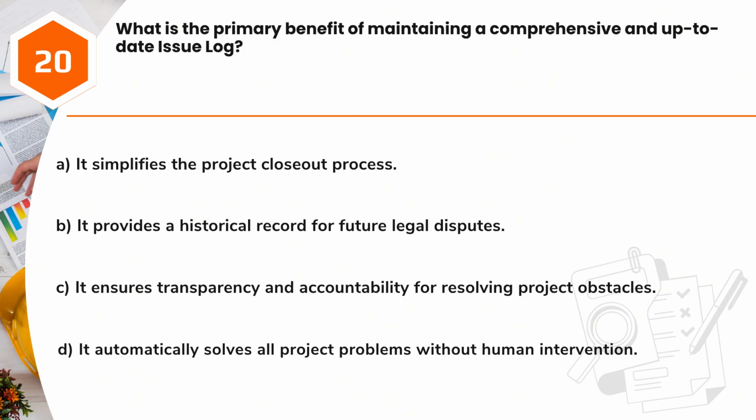Question 20. What is the primary benefit of maintaining a comprehensive and up-to-date issue log? A. It simplifies the project closeout process. B. It provides a historical record for future legal disputes. C. It ensures transparency and accountability for resolving project obstacles. D. It automatically solves all project problems without human intervention.